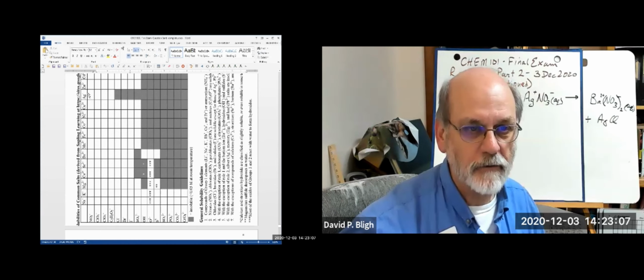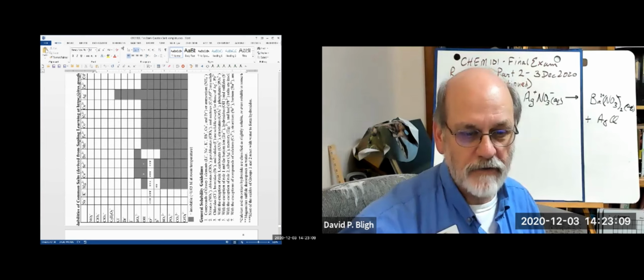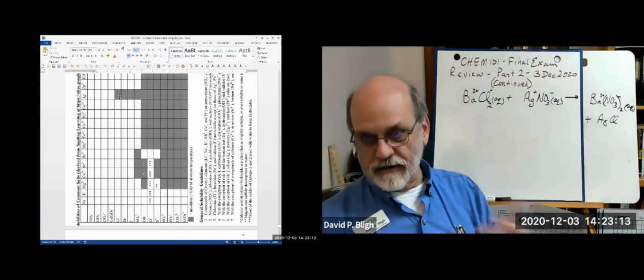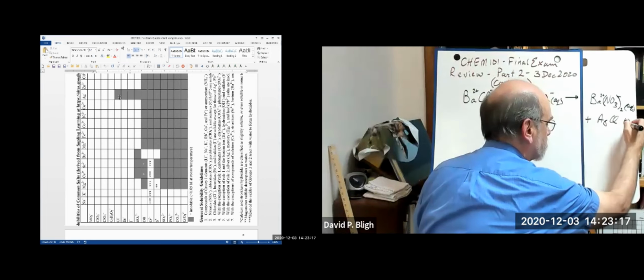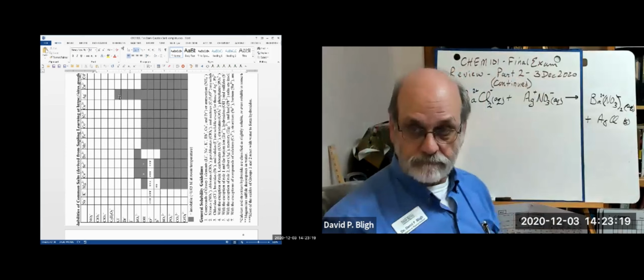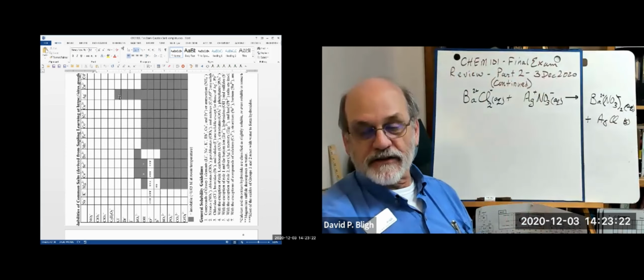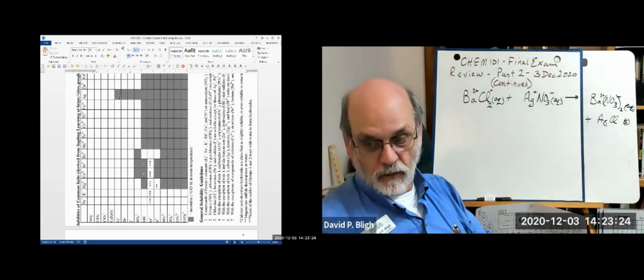There it is, silver. And then follow it down to chlorine, which is right here. It's grayed out, that's a solid. So that's what precipitates in this reaction. Okay? Now we just have to balance it molecular wise.